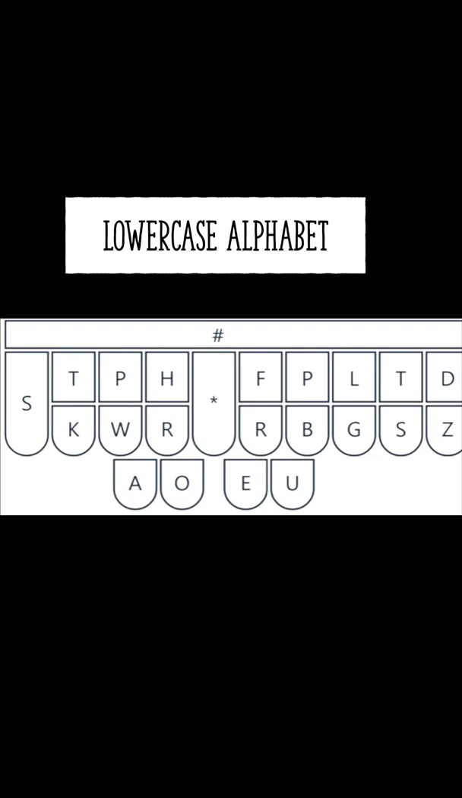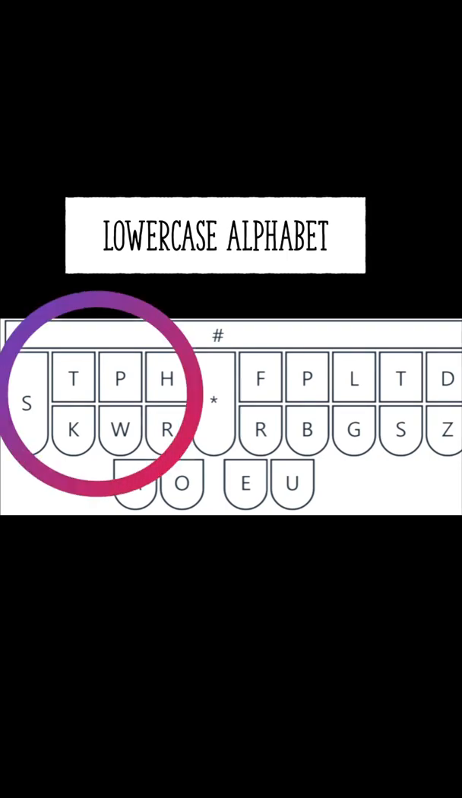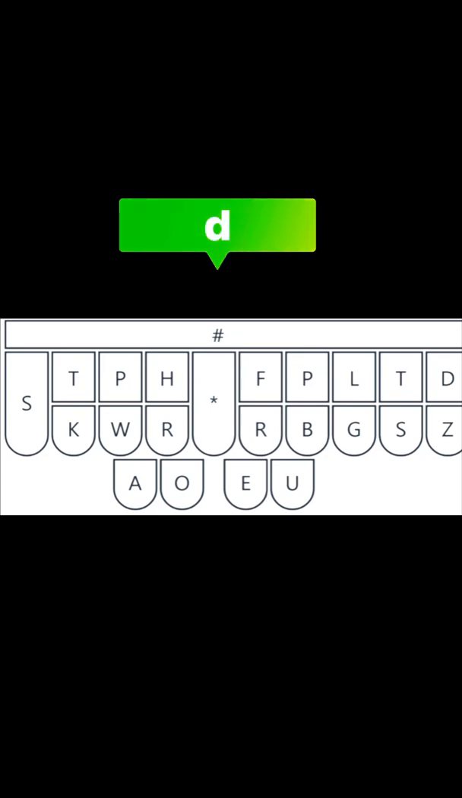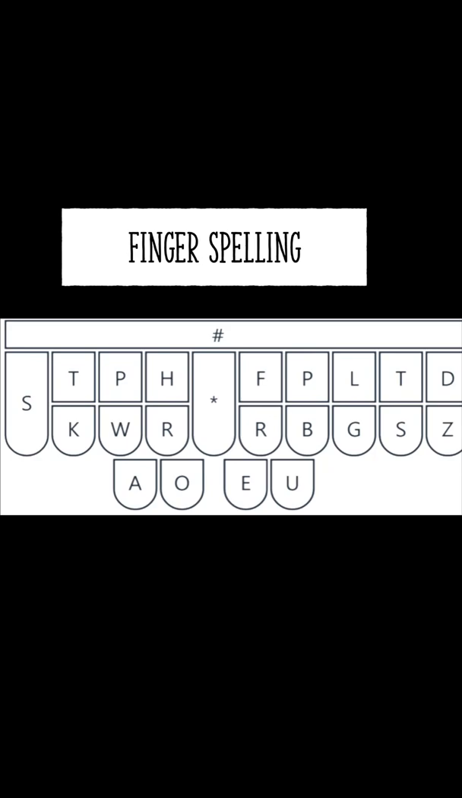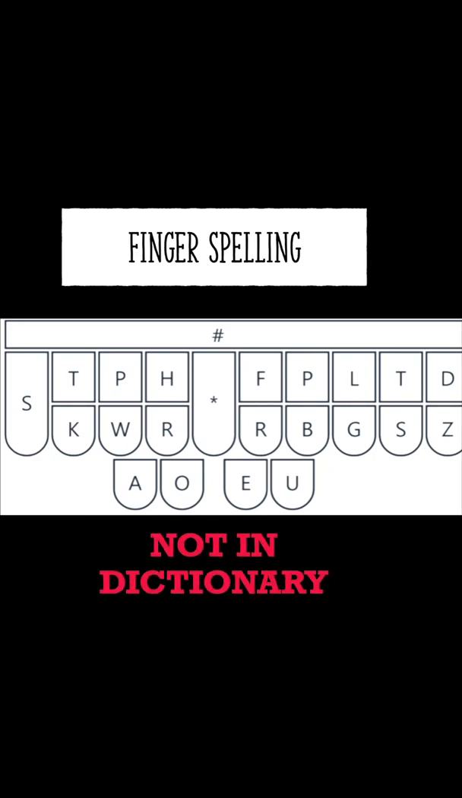Our second alphabet is lowercase letters. We make a lowercase letter by pressing the letter keys with our left hand and the RBGS at the same time. So a lowercase d would be made by writing TK RBGS. We use the lowercase alphabet when we have a word that won't translate because it isn't in our dictionary, and we need to spell it out letter by letter.